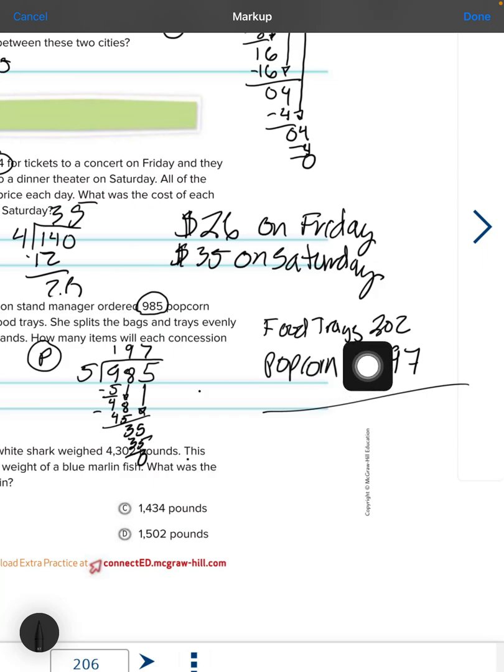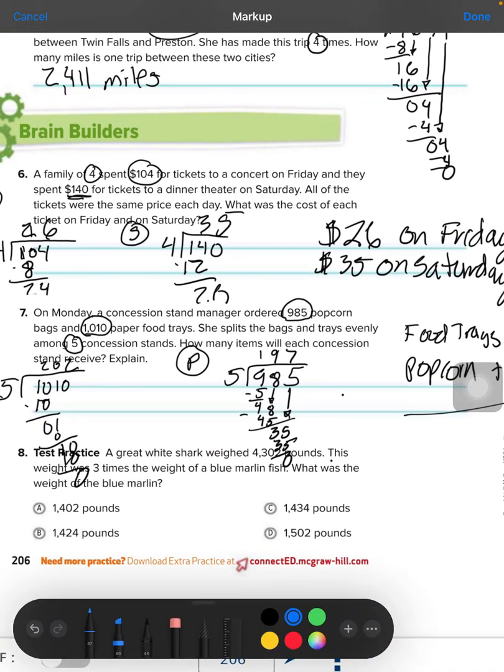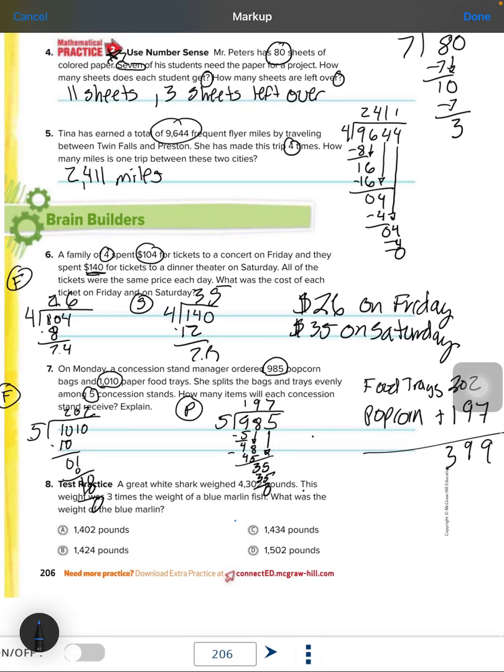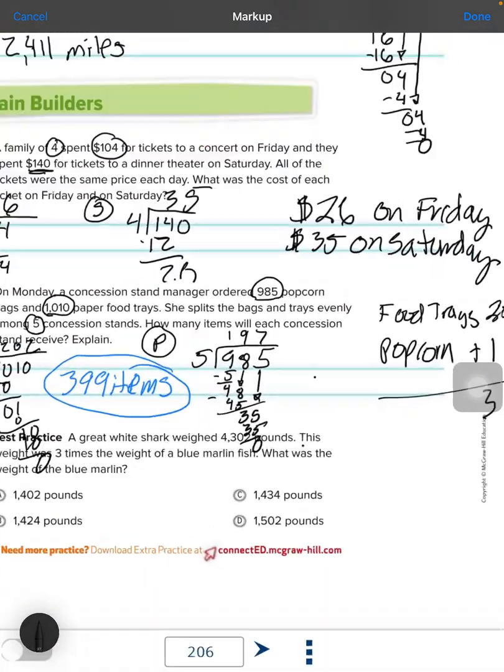Now my question is, how many items will each concession stand receive? So now I need to add these two items because I know there's enough for each concession stand to have 202 food trays and 197 popcorn. So now we need to add them together. 2 plus 7 is 9. 0 plus 9 is 9. And 2 plus 1 is 3. Whew. And I didn't leave anywhere for me to write my answer. So I'm going to write it in blue. So my answer is 399 items. Whew. Pretty crazy. Definitely should have used graph paper on that one.